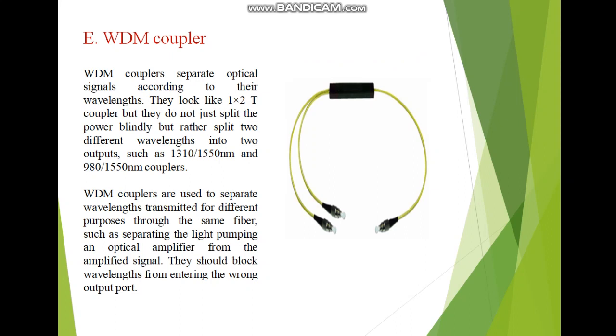And the wavelengths are mentioned as 1310 oblique 1550 nanometers, or the second combination is 980 oblique 1550 nanometer couplers. So WDM couplers are used to separate wavelengths transmitted for different purposes through the same fibers, such as separating the light pumping an optical amplifier from the amplified signal. They should block wavelengths from entering the wrong output port.